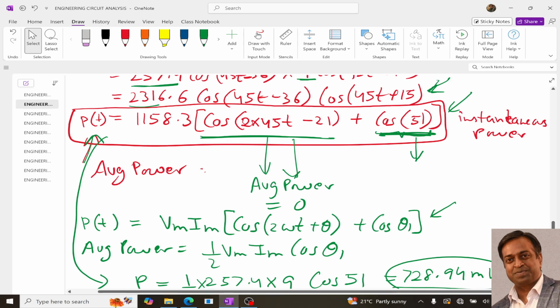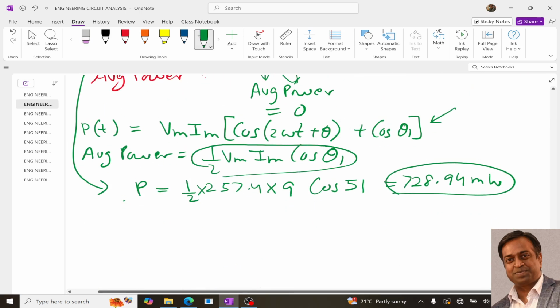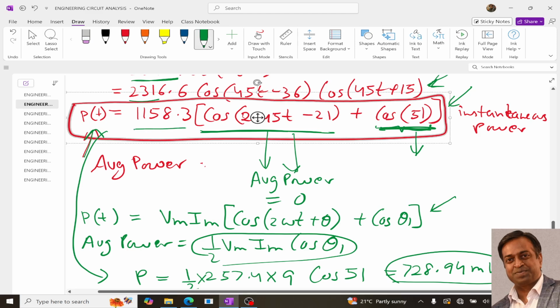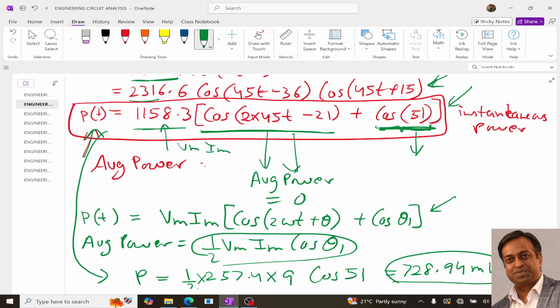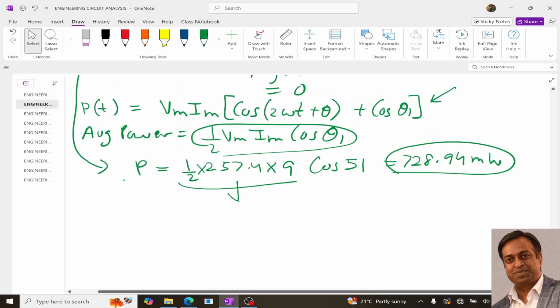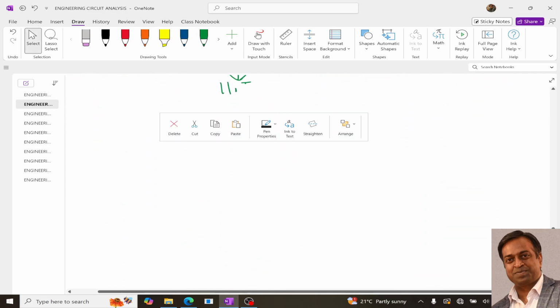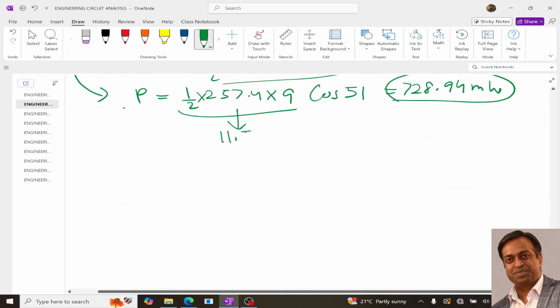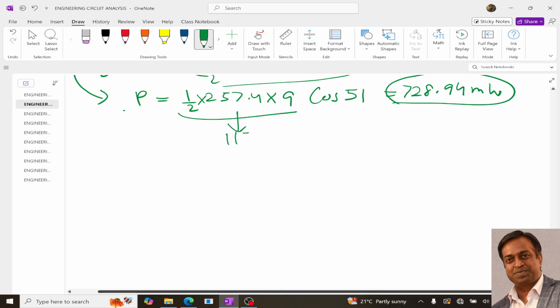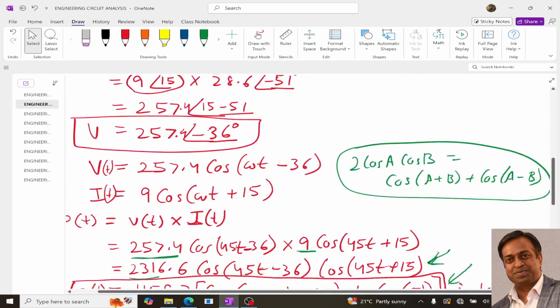Or if you are confused how I wrote this, since we already solved this particular expression as 1158.3, it is simply Vm Im upon 2. So you can simply use this 1158.3 into cos 51, and you will get this. So this is the solution to question number 11 of this book.